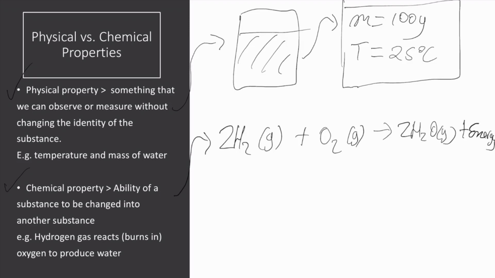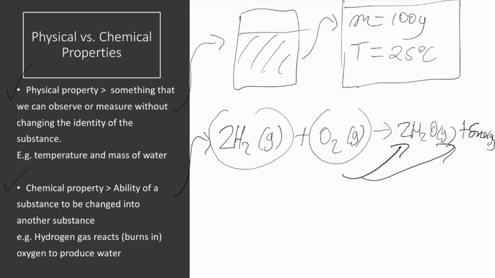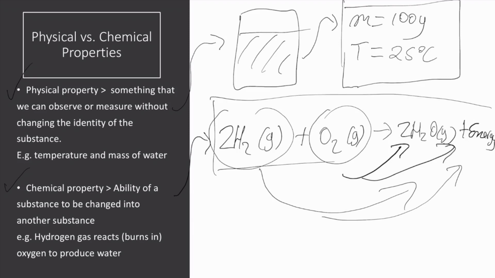This reaction is used in rocket propellers, and the water is actually released in the form of vapor that is at 10,000 miles per hour, which is energetic enough to propel the rockets. We can see that the hydrogen and the oxygen are actually changing their nature completely into water and energy. So each chemical property is associated with a chemical reaction.